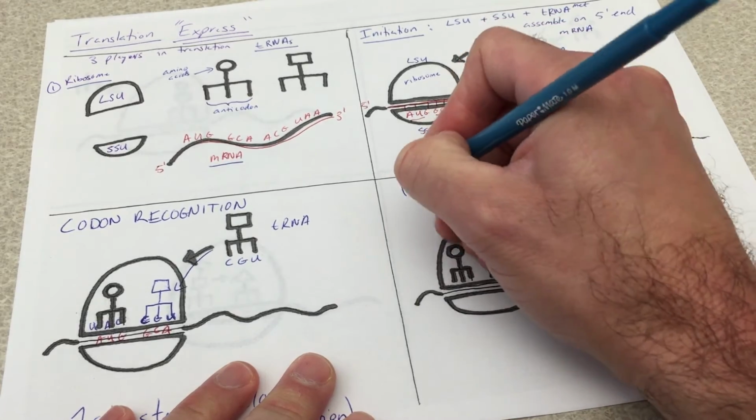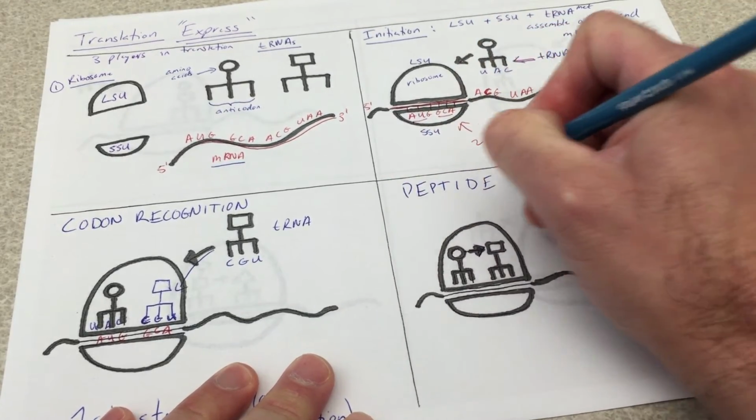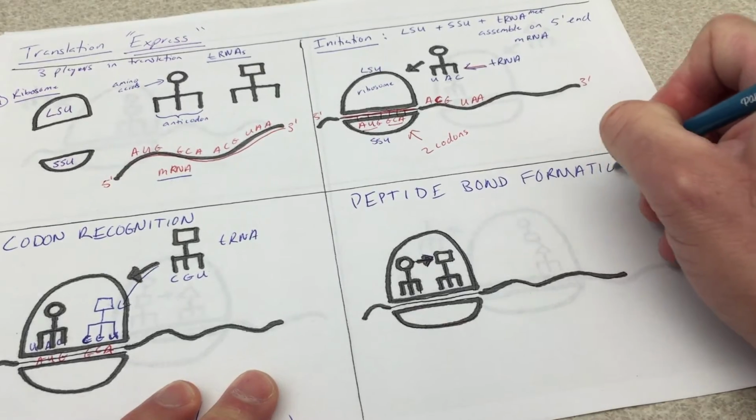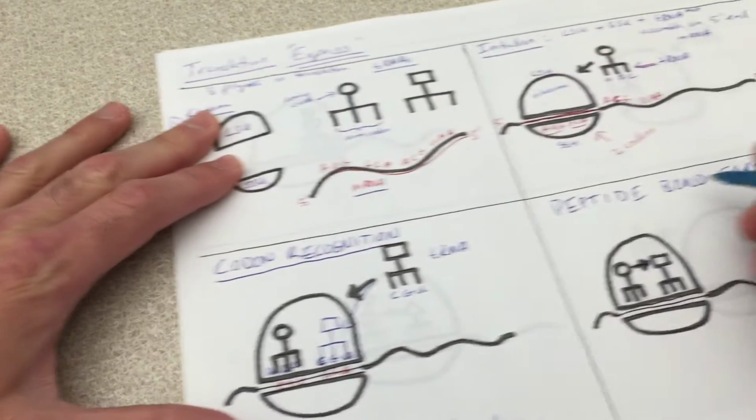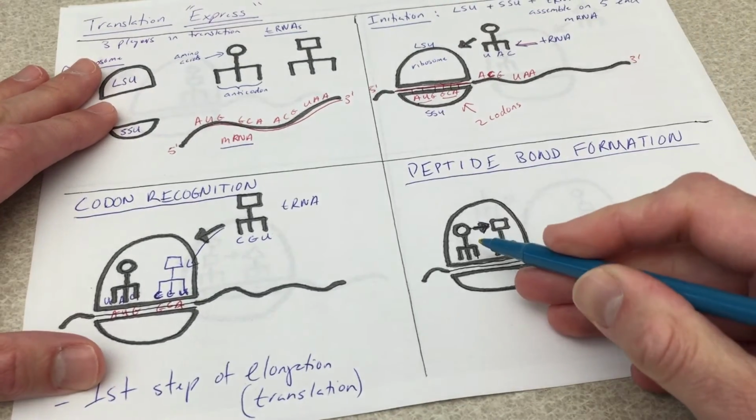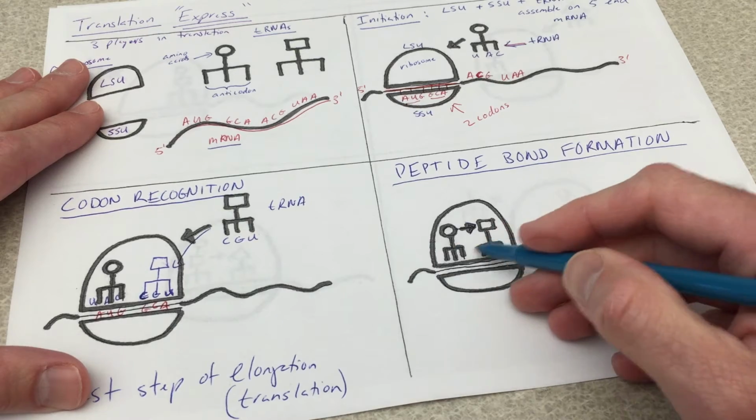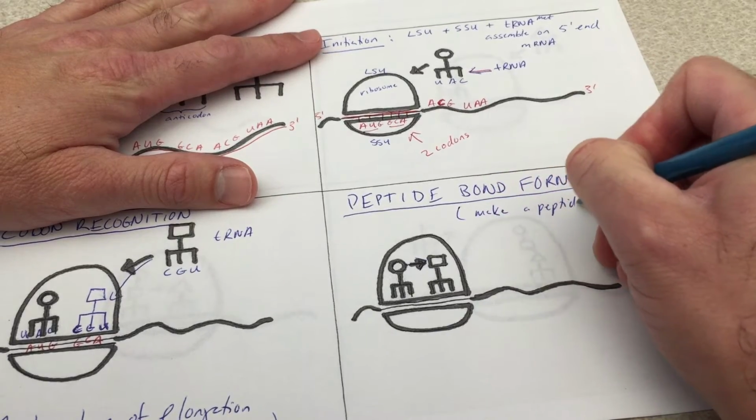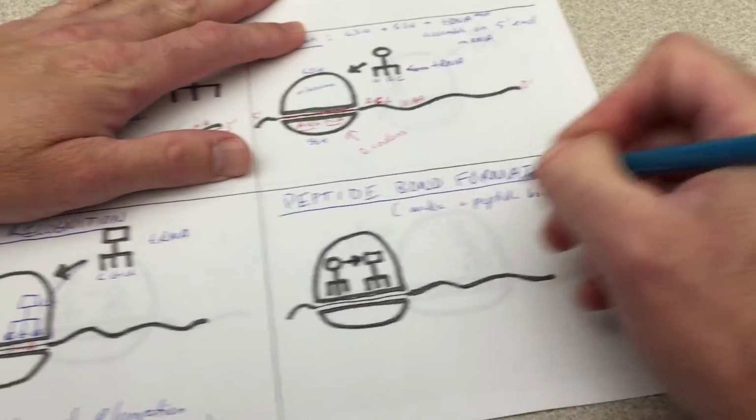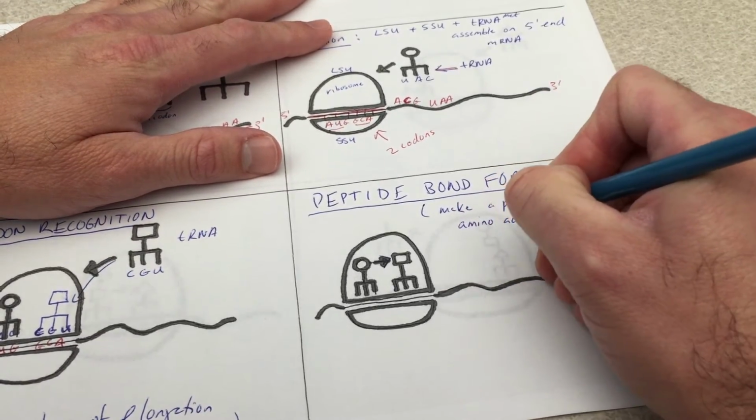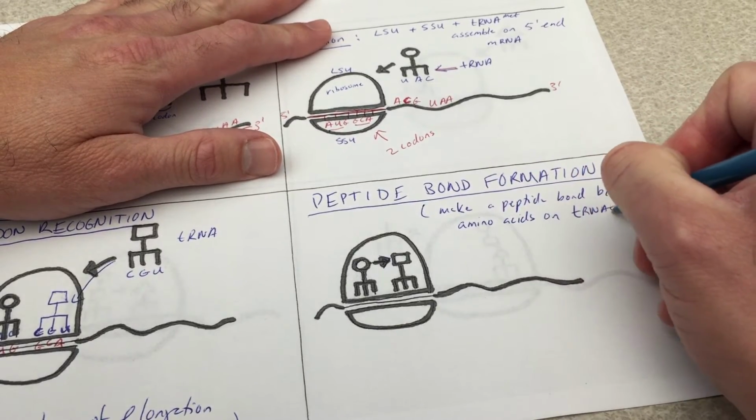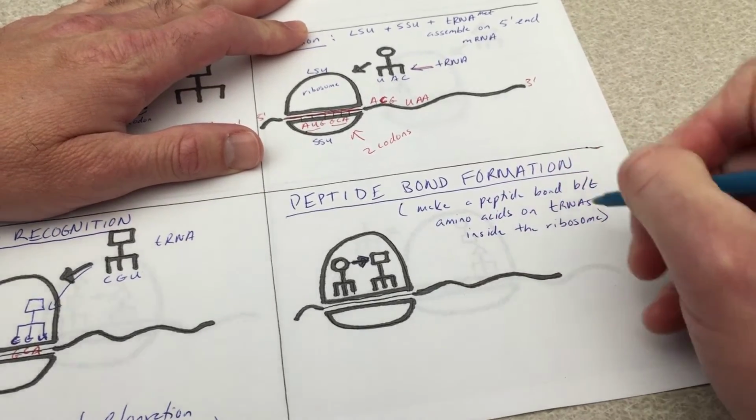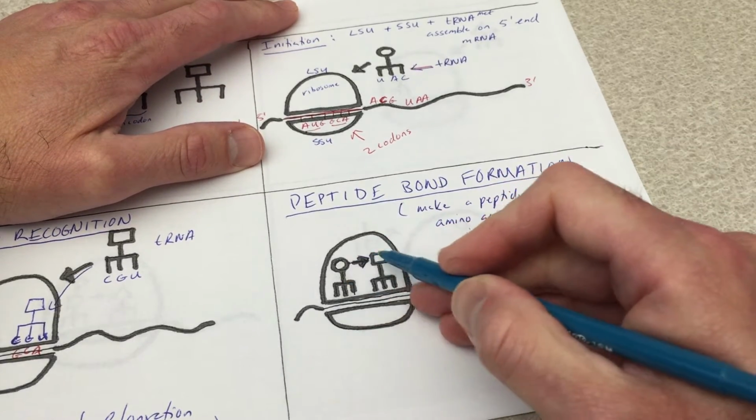So let's label this step peptide bond formation. First we have codon recognition, then peptide bond formation, and here we make a bond between the amino acids on these two adjacent tRNAs. So make a peptide bond between amino acids on tRNAs inside the ribosome. And the ribosome has enzymatic activity which is causing this to occur.